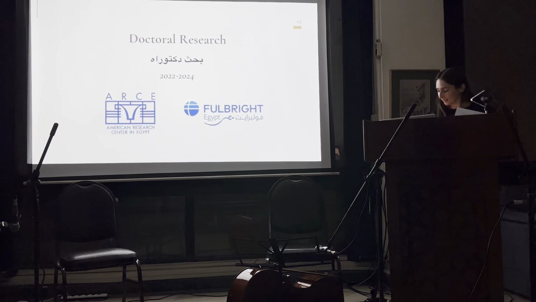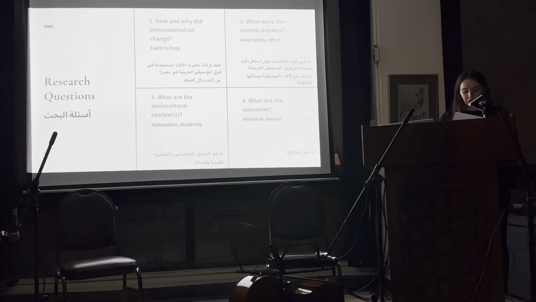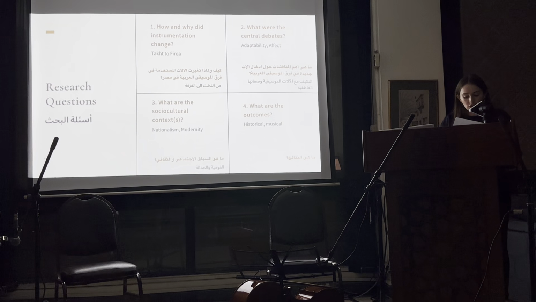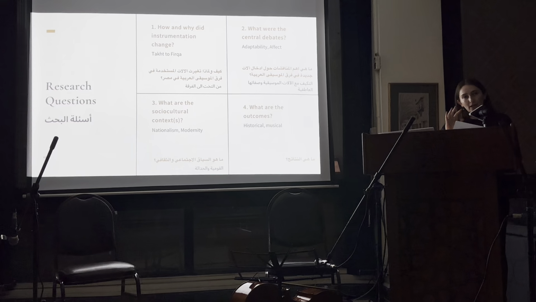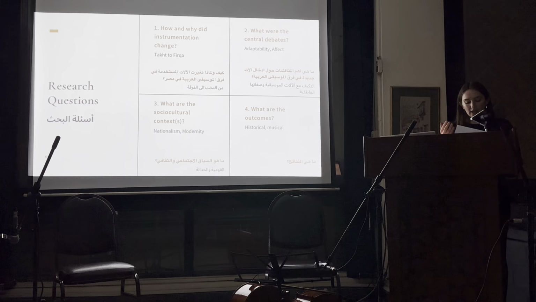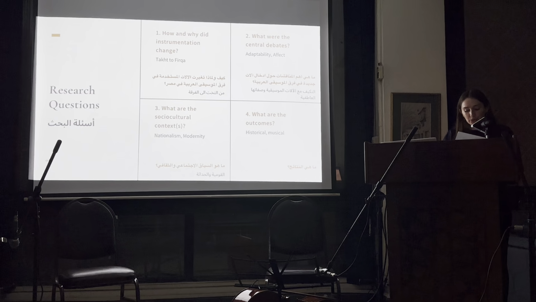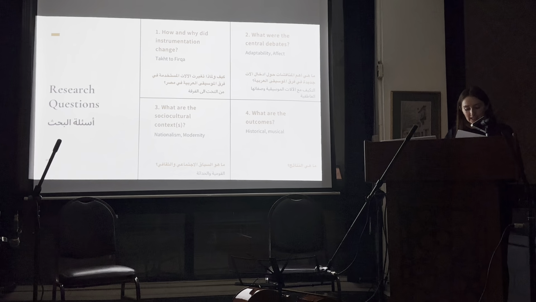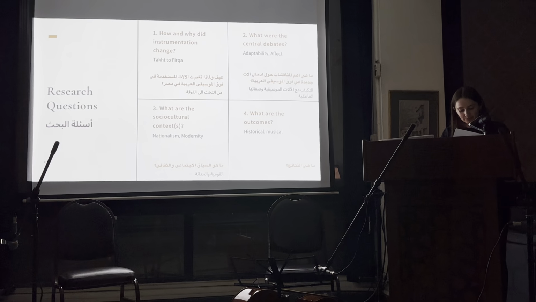Okay. So, let me present some of my foundational research questions. So the first is how and why did the instrumentation of Arabic music ensembles in Egypt change, moving from the small takht, which I'll talk about, to a large firqa? What were the central debates around adopting new instruments? And also, how were they adapted to better suit this music? Additionally, what were the debates about the affective qualities of new instruments?